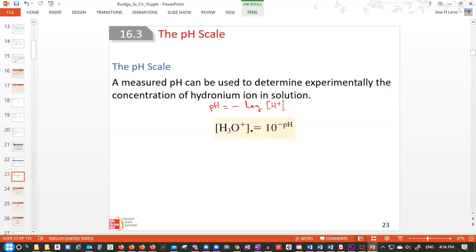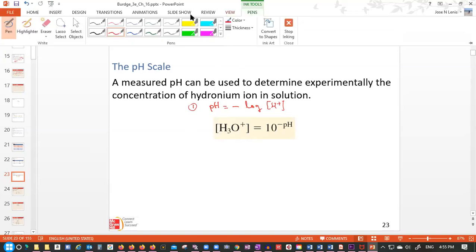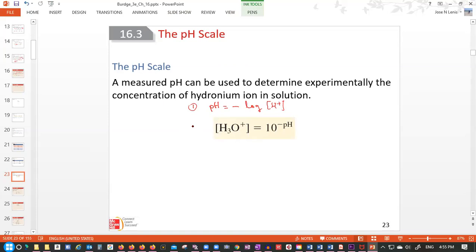Very important, because if we know the pH of a solution, using this formula, we can find the concentration of H3O plus. So these two formulas, 1 and 2, number 2 comes from number 1. Number 2 is a derivation of number 1. So these two formulas are really important to solve problems.